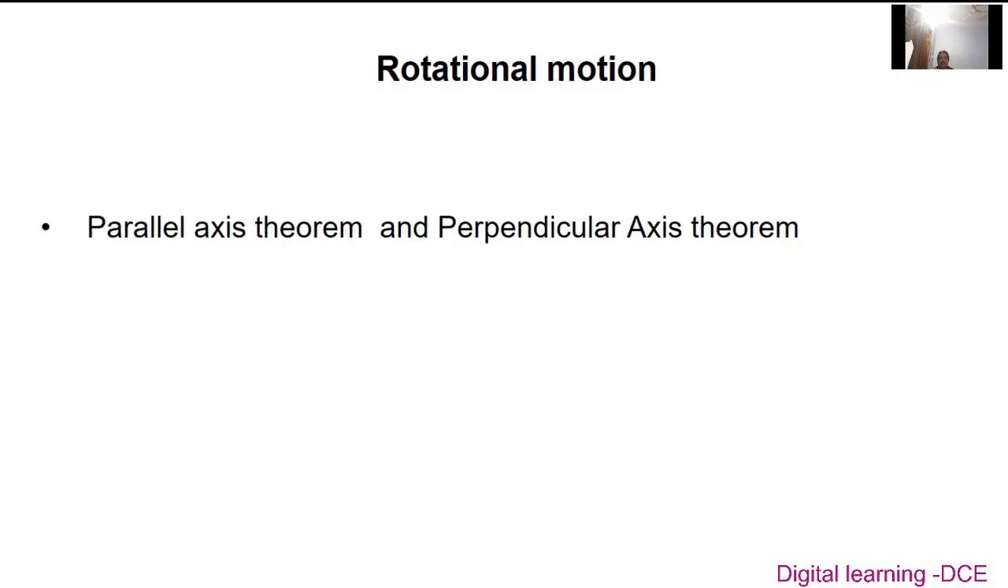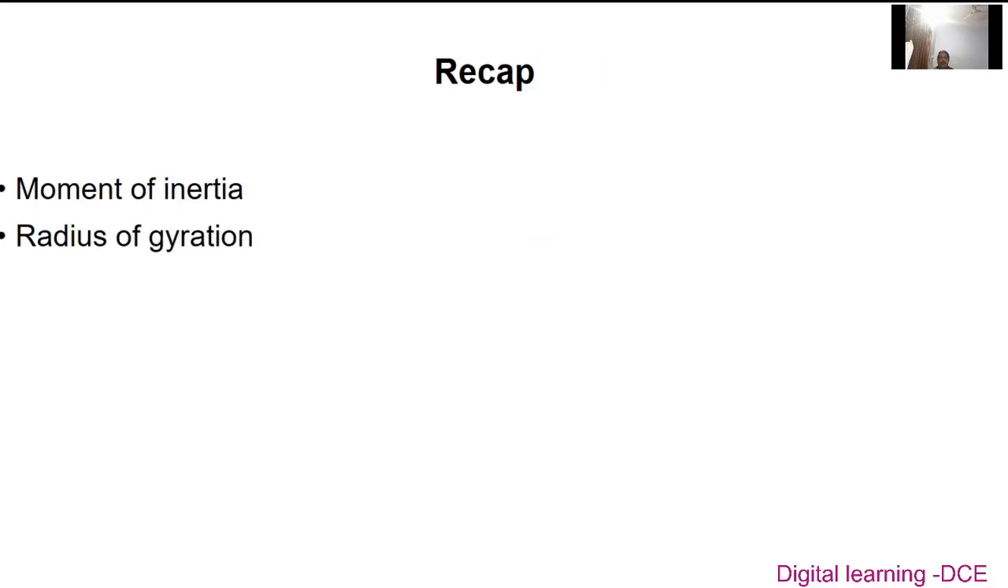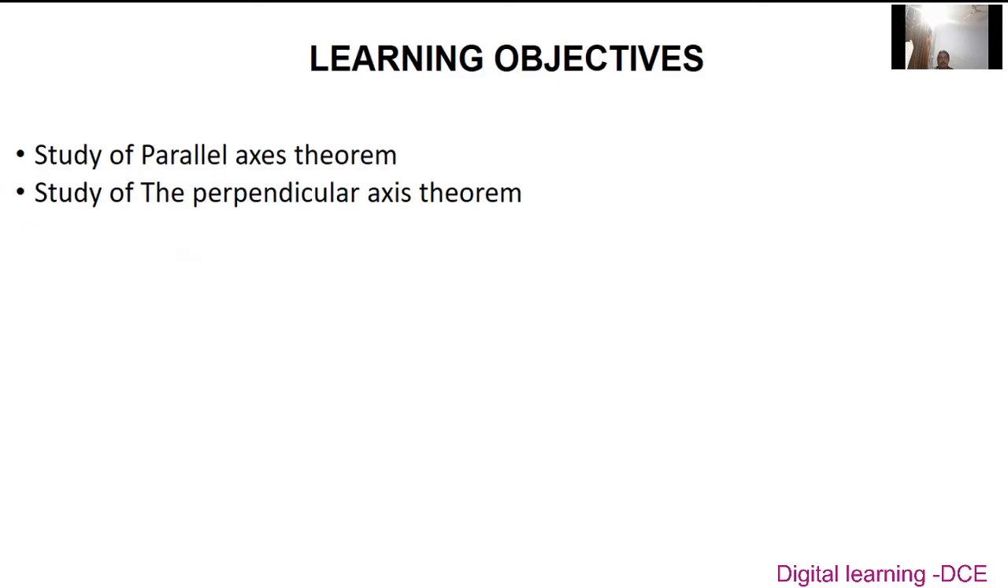Today I am going to explain the parallel axis theorem and perpendicular axis theorem. Learning objectives are study of parallel axis theorem and the study of the perpendicular axis theorem.